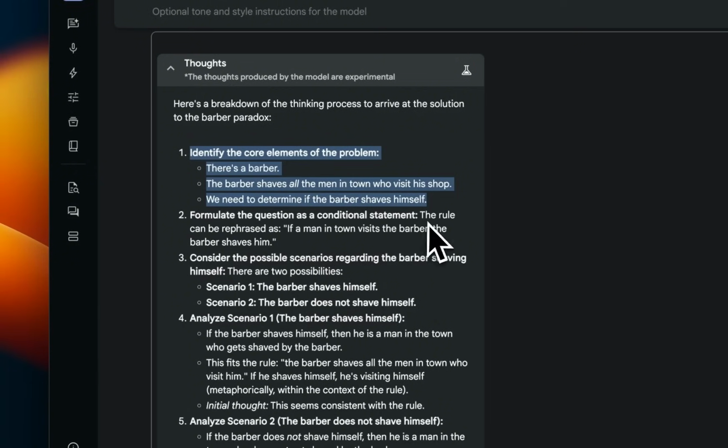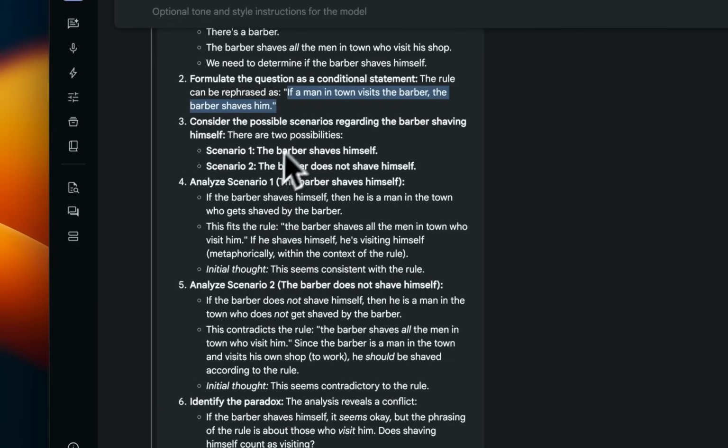Formulate the question as a conditional statement. The rule can be rephrased as: if a man in town visits the barber, the barber shaves him. Now, consider the possible scenarios regarding the barber shaving himself. There are 2 possibilities: either the barber shaves himself or the barber does not shave himself. Until this part, it seems like it's going through the correct thinking process because it's not adding the original barber paradox so far.